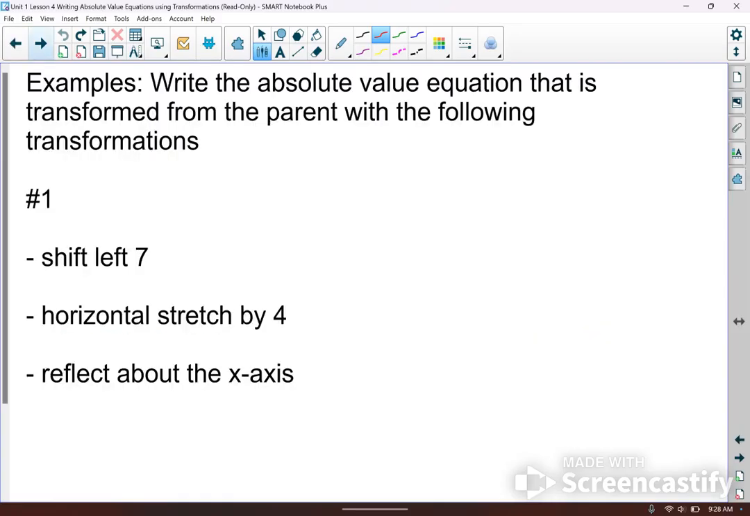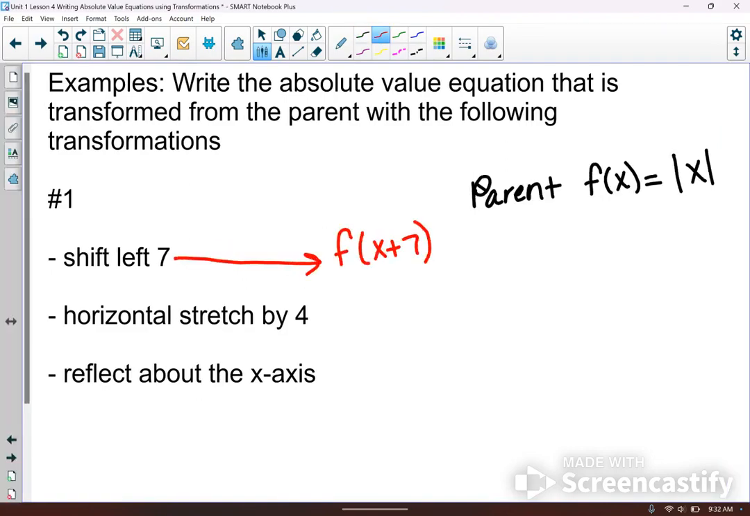Our first example asks us to start with our parent. The parent absolute value function equation is f of x equals the absolute value of x. Then it wants to take that parent function and shift it left 7. In function notation, this notation says to replace x with x plus 7 in our function. Right now our function is our parent, so I simply, inside the absolute value bars, replace x with x plus 7.